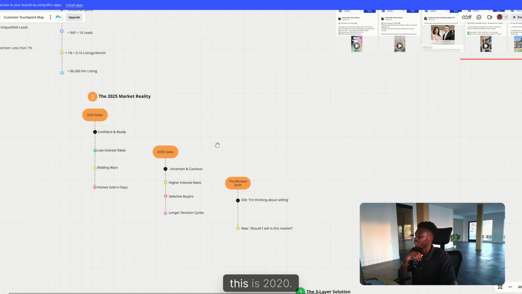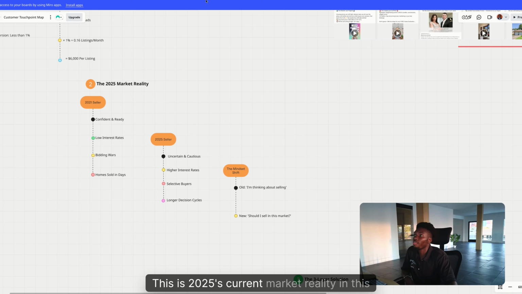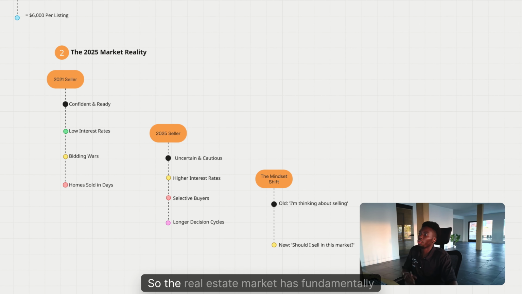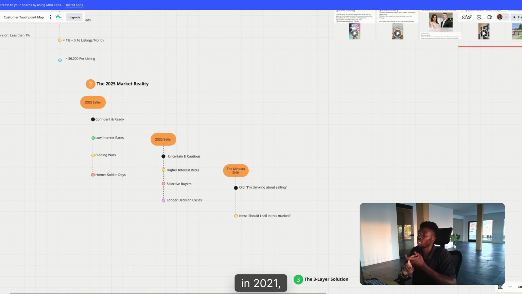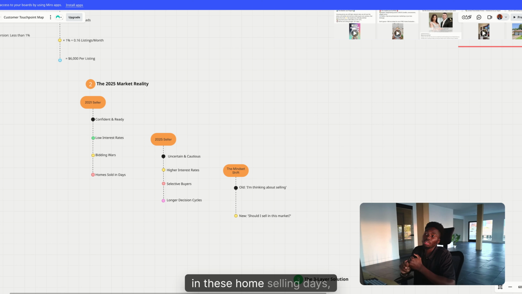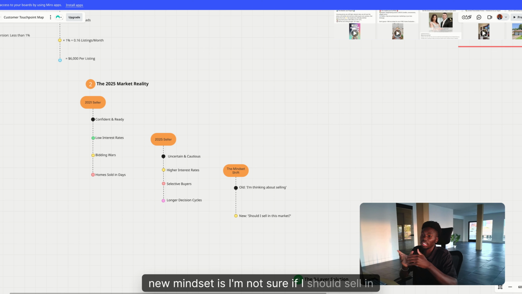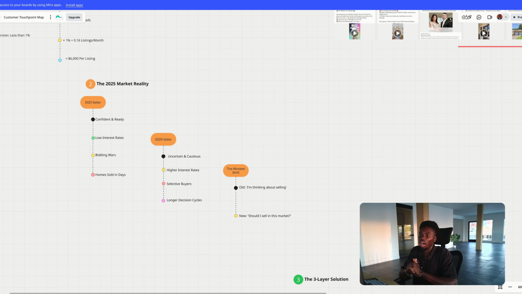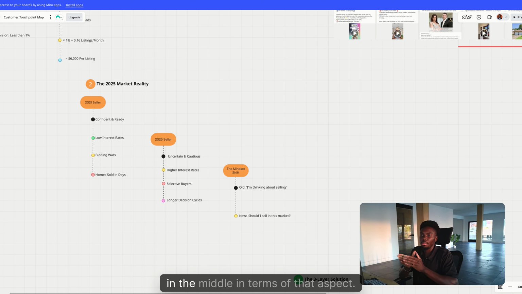This is the current 2025 market reality. The real estate market has fundamentally changed, yet most agents are still marketing like it's 2021. In 2021 there were lower interest rates and bidding wars, but now in 2025 there are higher rates, selective buyers, and a longer decision cycle, because buying a home is a big financial decision. The old mindset was, I'm thinking about selling. The new mindset is, I'm not sure if I should sell in this current market, because in certain market conditions there's higher inventory, and in others it's maybe more in the middle.